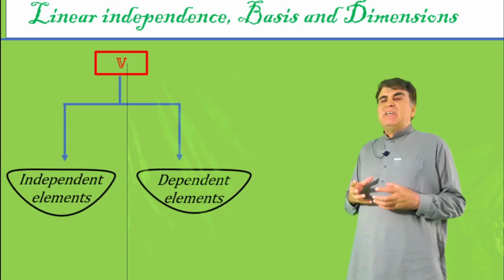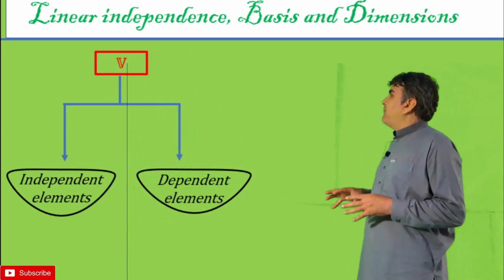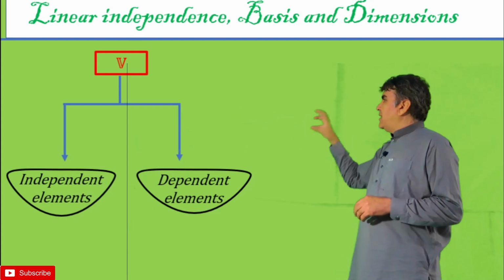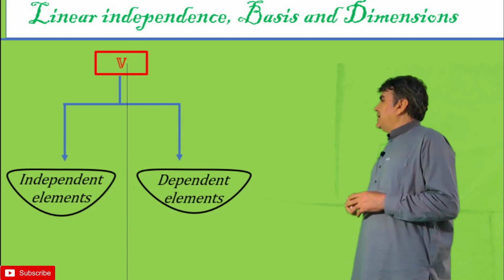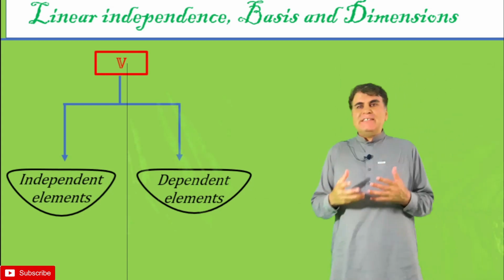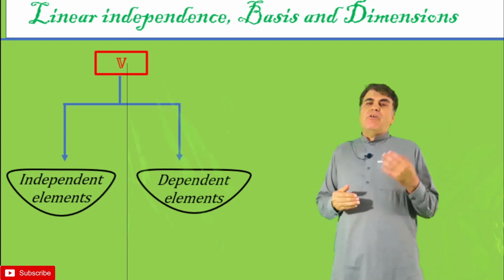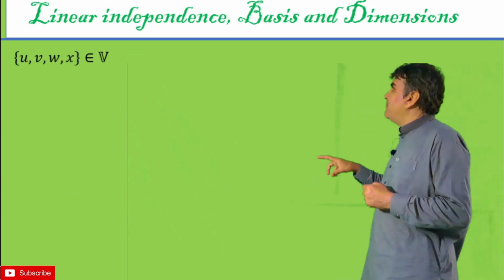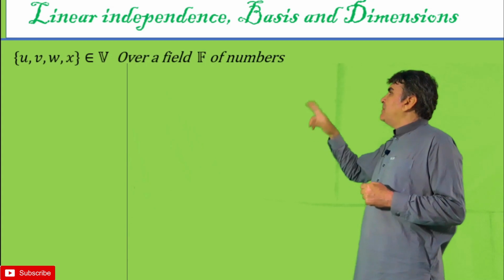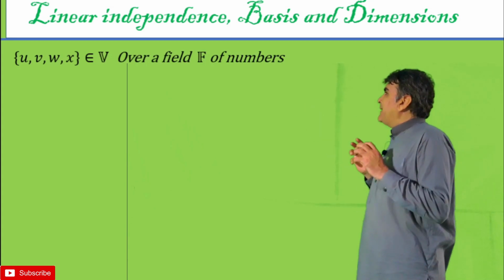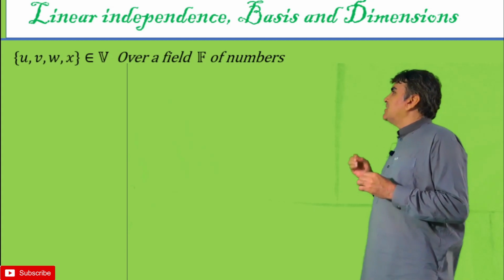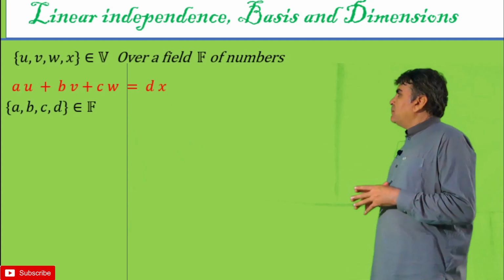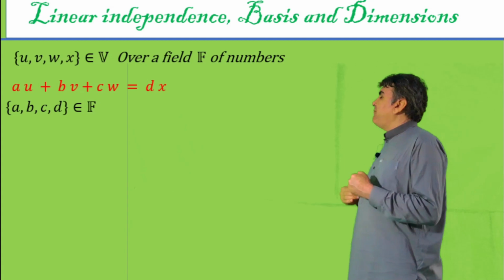In short, a vector space V can be split into two sets of elements. One set of elements is called independent elements and the other set of elements is called dependent elements. In order to understand this concept more deeply, I consider the linear combination of different elements of a vector space. For that, let me consider four elements u, v, w and x belonging to a vector space V. Then the linear combination of these elements over the field F is a relation of this form, where the numbers a, b, c, d belong to the field F.